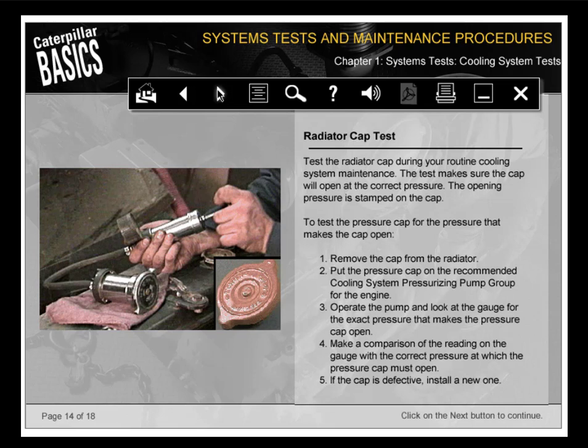To test the pressure cap for the pressure that makes the cap open, first remove the cap from the radiator. Next, put the pressure cap on the recommended cooling system pressurizing pump group for the engine. Operate the pump and look at the gauge for the exact pressure that makes the pressure cap open. Make a comparison of the reading on the gauge with the correct pressure at which the pressure cap must open. If the cap is defective, install a new one.